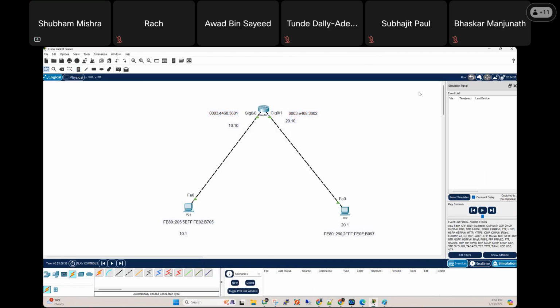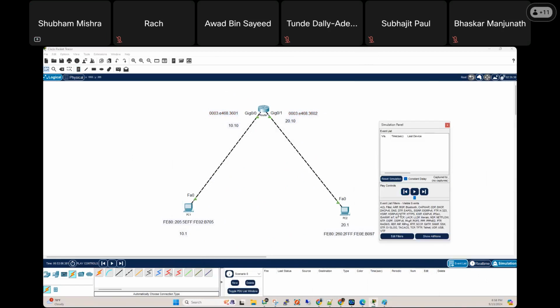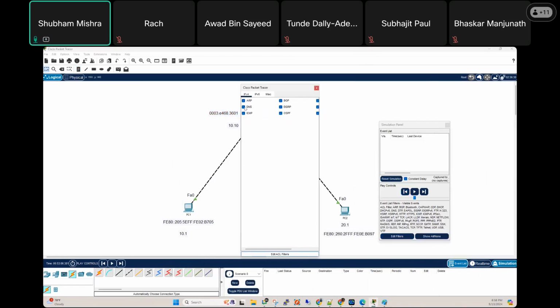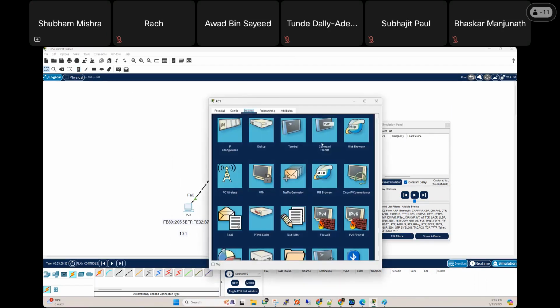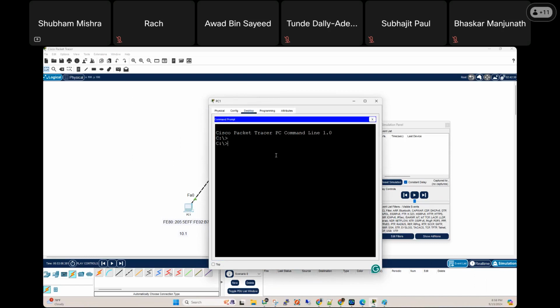Now come here in simulation mode. Add it. We want only ARP and ICMP. On PC number 1, in the command prompt, I write here ping 20.0.0.1. Yes or no, everyone? Yes. I write this.